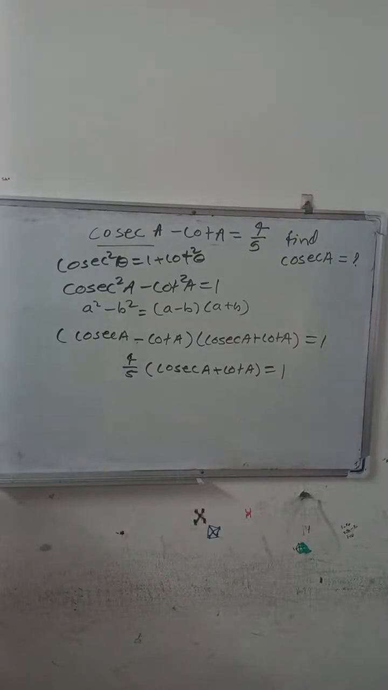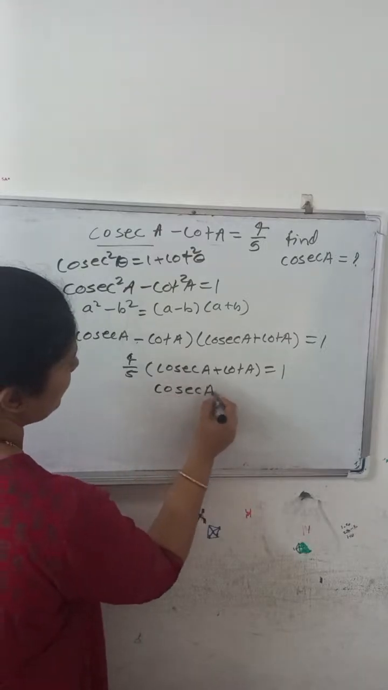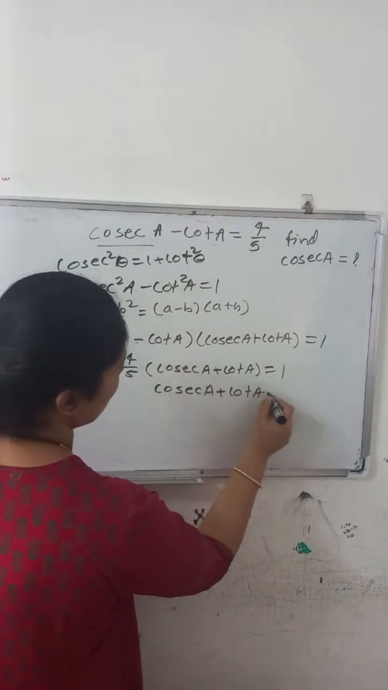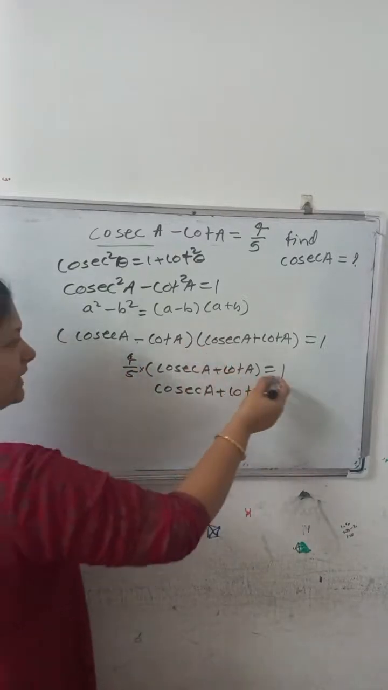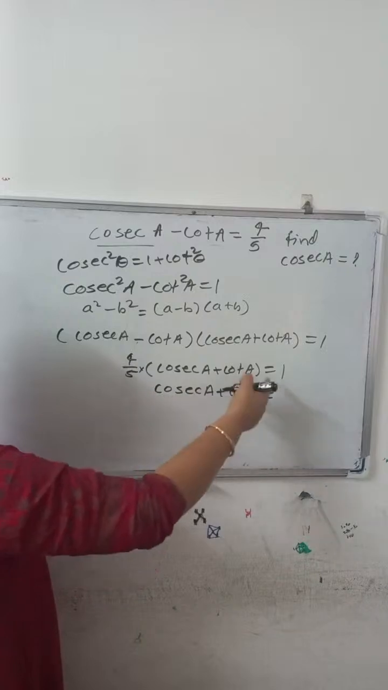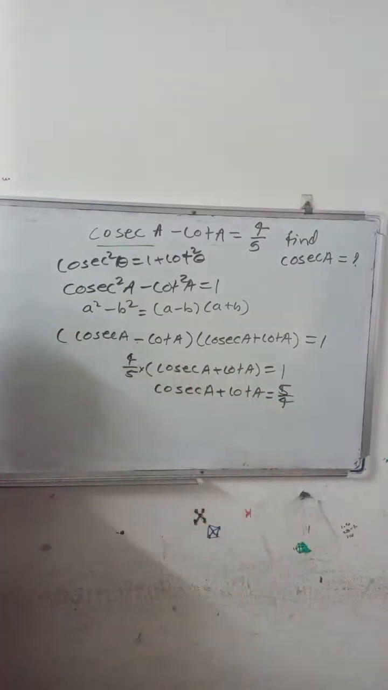Can we write it like this? Or else, one more thing we are able to do. Can you get it up to here? Then I will write it as cosec a plus cot a. This 4 by 5 is multiplied here. When it is transposed to that side, it is multiplied with the reciprocal. So this will become 5 by 4.